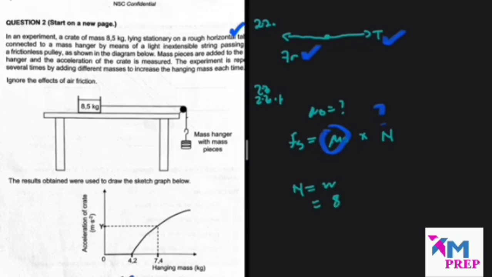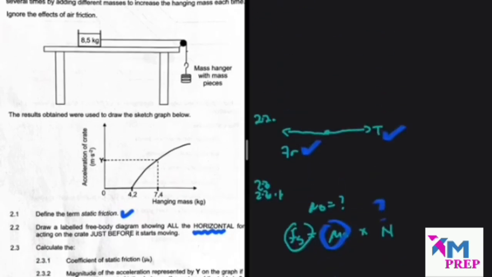So the normal force is 8.5 multiplied by 9.8. Let me just put this in my calculator and see what happens. My calculator is in scientific mode, so let me put it back to normal. So we have 83.3 Newton. This is the normal force. And then the coefficient is what we're interested in. So how can we calculate the static frictional force? How can we possibly calculate that?